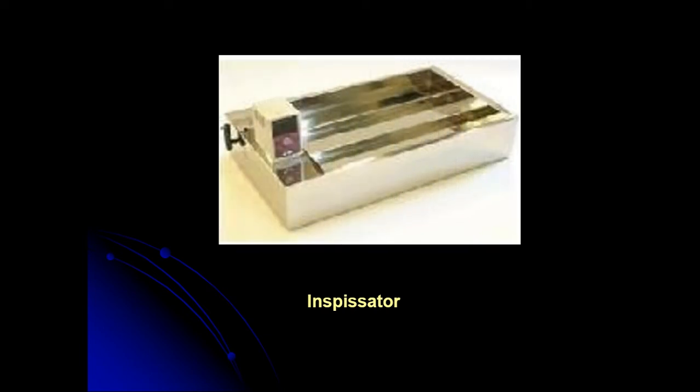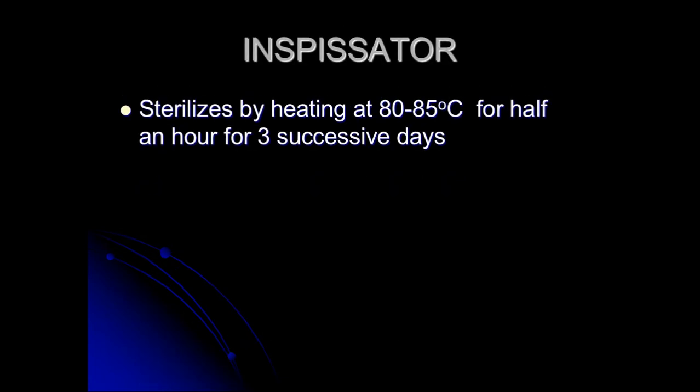The next process we can see here is inspissation, which is performed using the instrument known as the inspissator. We have seen pasteurization earlier, and second is inspissation using the inspissator. In the inspissator, sterilization is done by heating at 80 to 85 degrees centigrade for half an hour for 3 successive days. Although we have mentioned the range 80 to 85 degrees centigrade, it should be exposed for 30 minutes for 3 consecutive days.